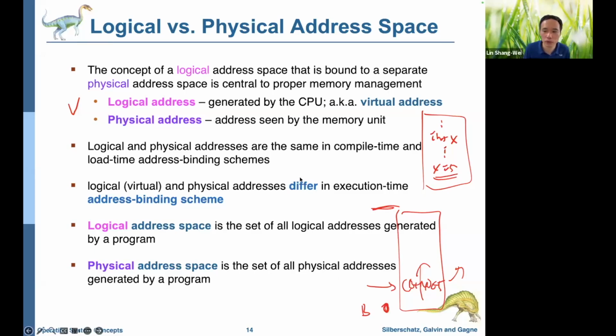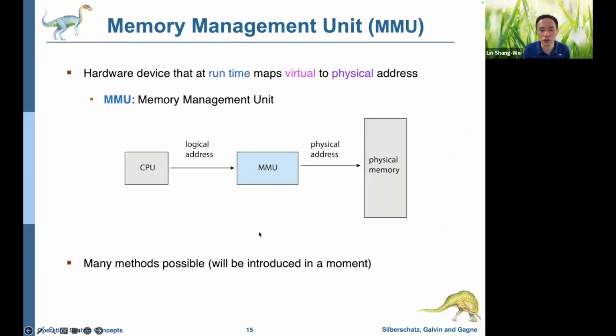All right, now let's move on. This figure shows you the so-called memory management unit. When the CPU executes your program, the current process owns the CPU. Whenever the CPU wants to access a memory address, it will always generate the logical address dedicated for this process.